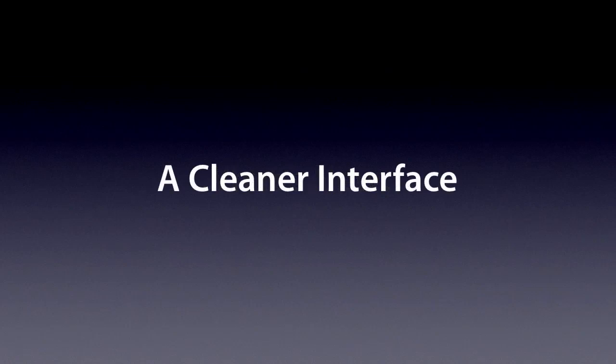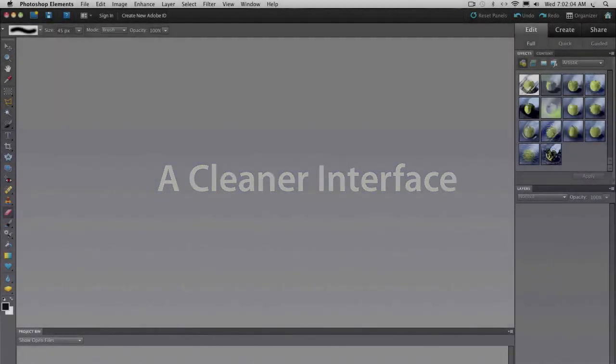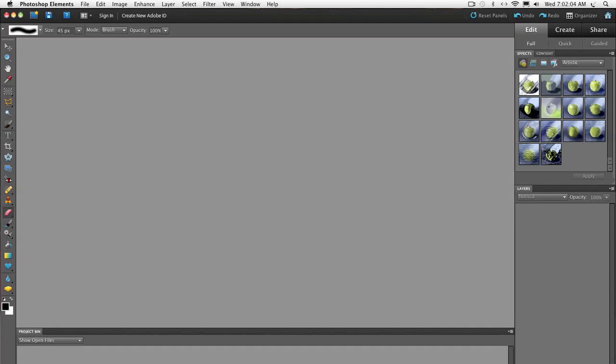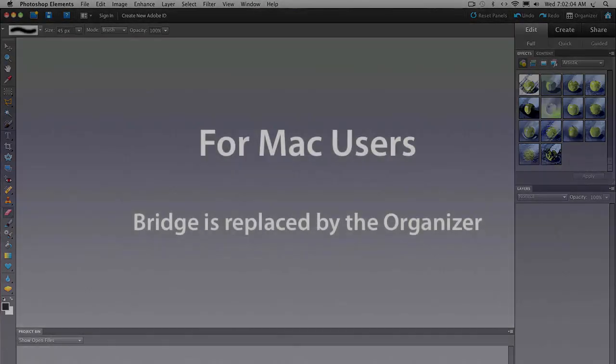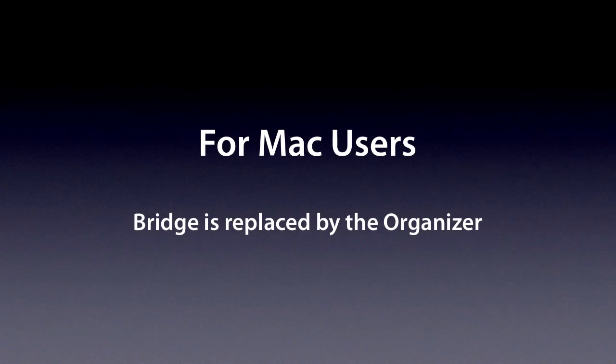First, there's a new interface. It's brighter, it's less cluttered, it uses a larger font size with more contrast, so it's easier to read. Bridge has been replaced by the organizer in the Mac version. Now Mac users can take advantage of some of the same features Windows users do, such as tagging images and the amazing people recognition feature.